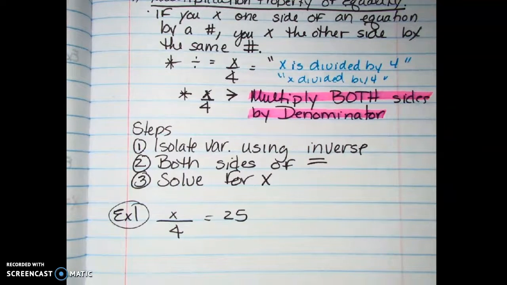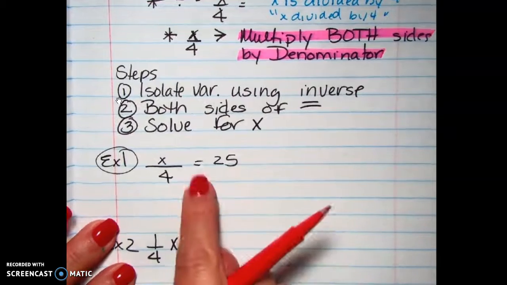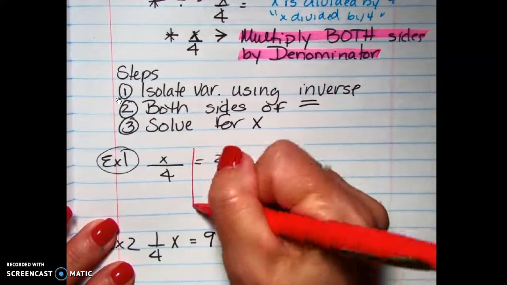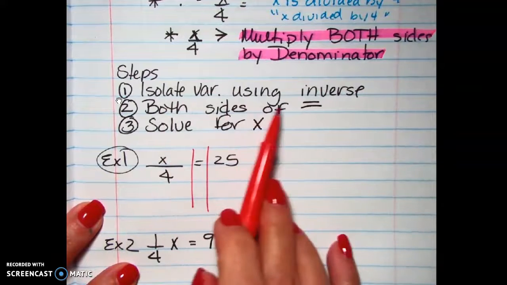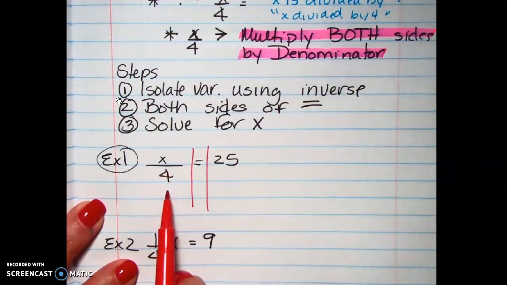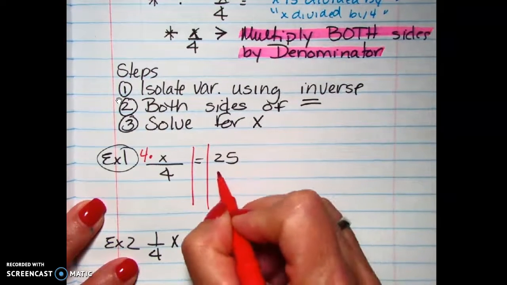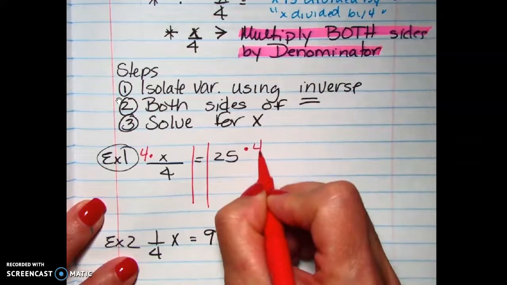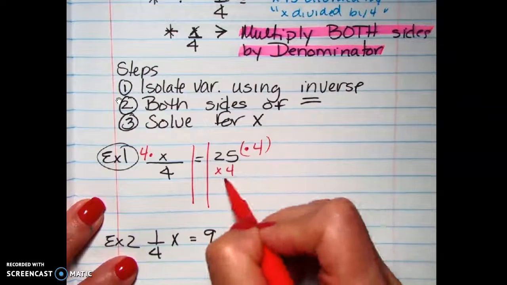So let's take a look at this problem here. Our first example problem, it says x divided by 4. Hey, that's like what we have up here, but it equals 25. So I build my wall around my equal sign, and it says that I have to isolate the variable by using the inverse. Well, x divided by 4, the inverse is to multiply by 4, and I do it on both sides. So I can say times 4 over here, or I can even say times 4. Either way works, this one or this one.